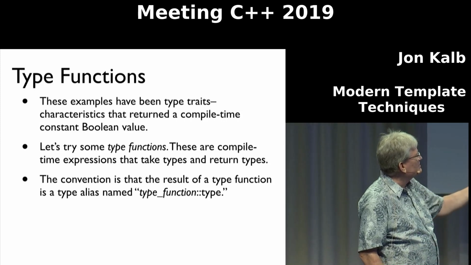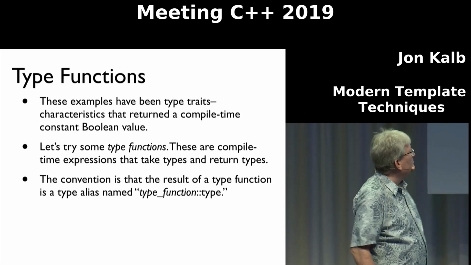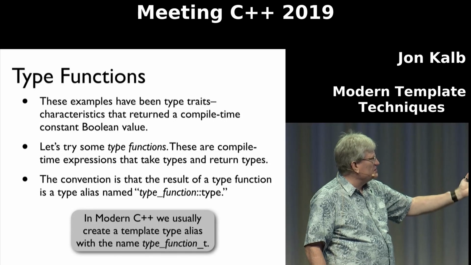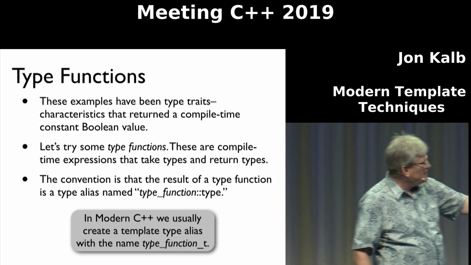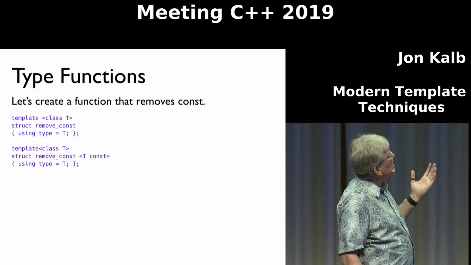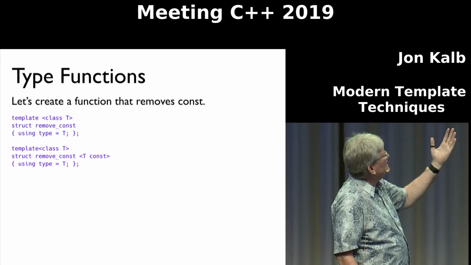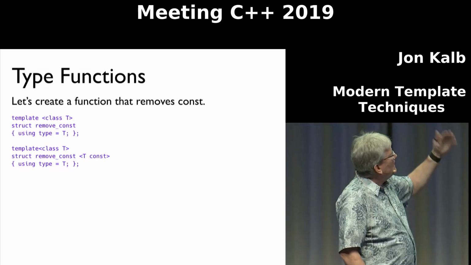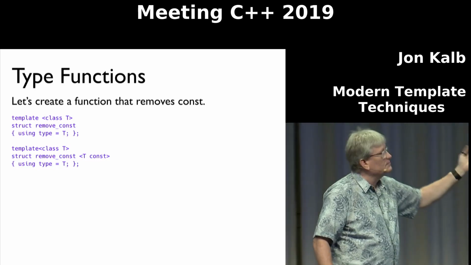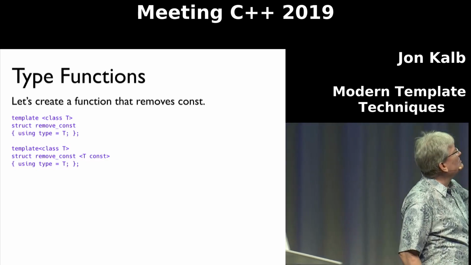So what we're going to do instead is we're going to make a member type alias of whatever the type is that we want to return. And again, we have a convention that says whatever the type function is, instead of underbar v for a type trait, we use underbar t for a type function. So here we're going to have a function that removes const. So we call it remove const, and in the general case, we'll just return the type, because in the general case, it won't be const. And then we'll specialize it for the situation where t is const, and then we'll just, again, return t, but that's because the pattern matching has pulled const out of the t. Okay? So this is a very simple type function.